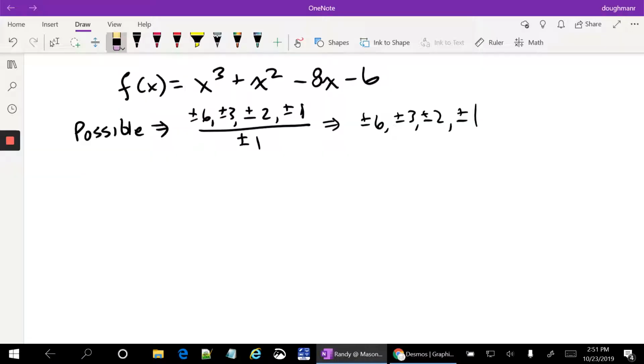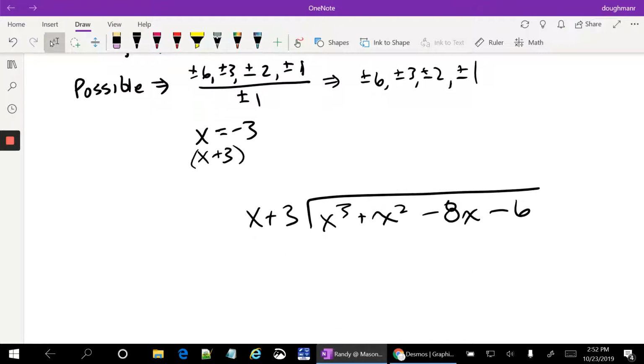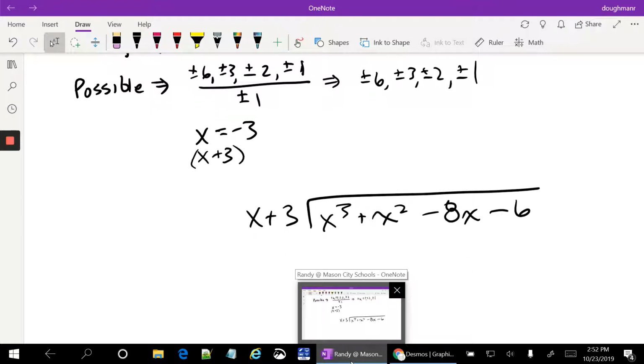So we're going to go back here. We know that x equals -3 is a 0. Therefore, x plus 3 is a factor. All right, so let's go to our long division. Let's use x plus 3 and then rewrite the function. And charging on.